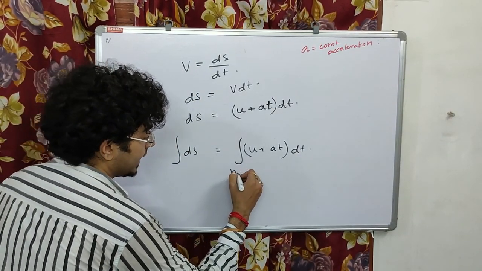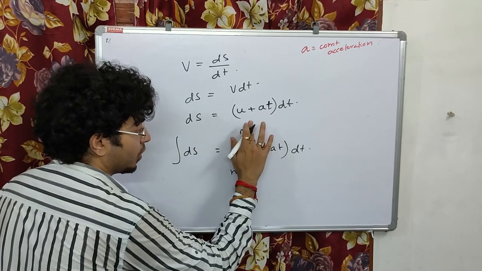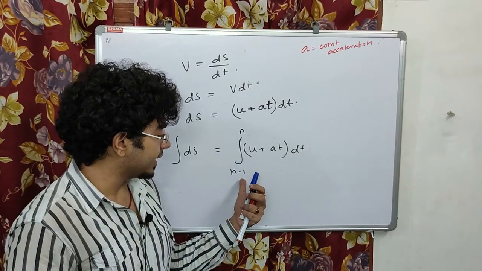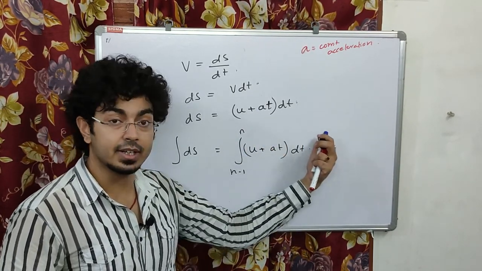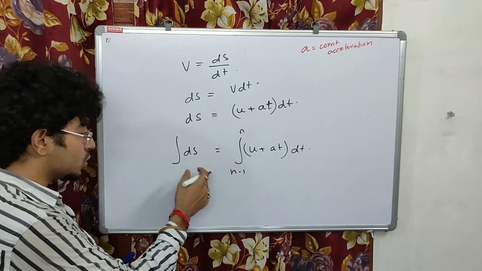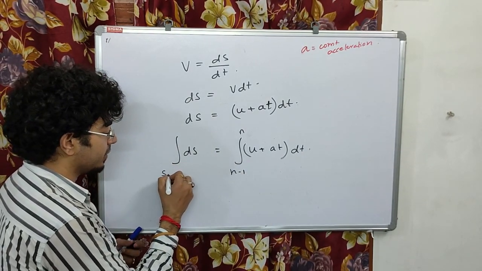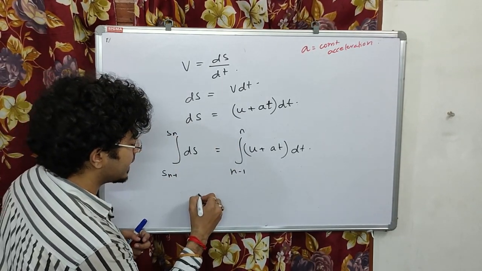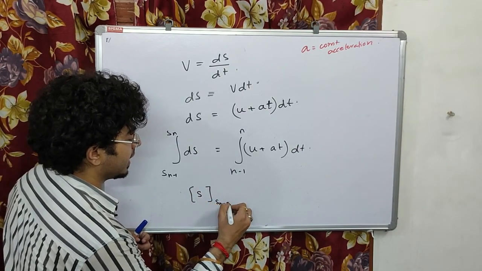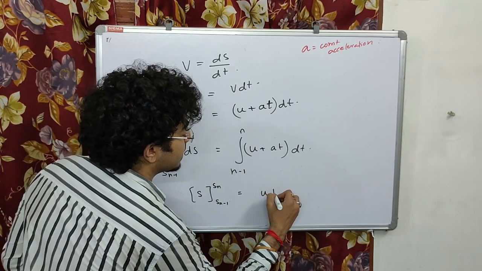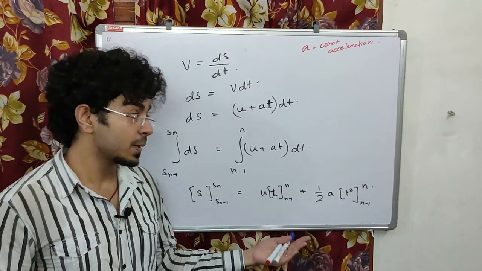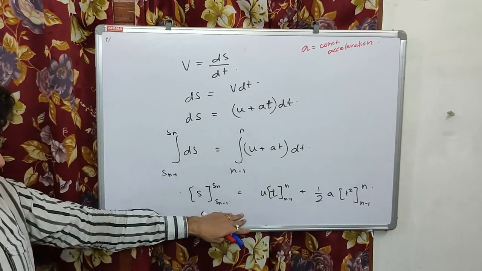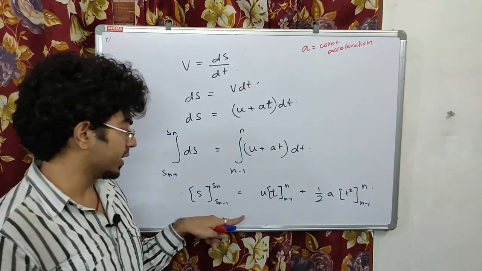So for n minus 1th second to nth second, I am going to put the limits, that is n minus 1th to nth second for this time interval dt. How much distance is it traveling? For this time interval, it must have traveled Sn minus 1 distance to Sn distance. So on integrating, we get something like this. Now after integrating, we have placed the limits. Now I don't have any space over here, so let me try over here, in this part.